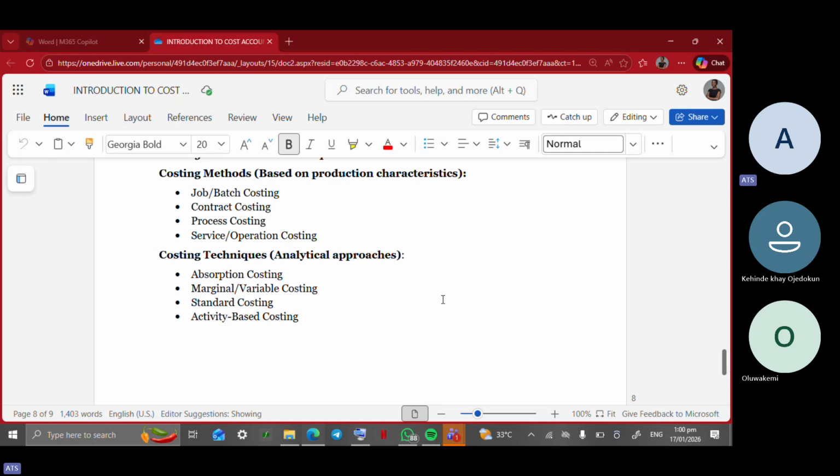As we go further, we'll talk more on this later in the course, but these are just summaries of the difference between costing methods and costing techniques. Please notice it is very important for you to note the difference between costing methods and costing techniques, because you'll be seeing a lot of questions like which of this is not a costing method, and they'll mention all the costing methods and then put one costing technique. Do you understand? So you need to know the difference between techniques and methods.